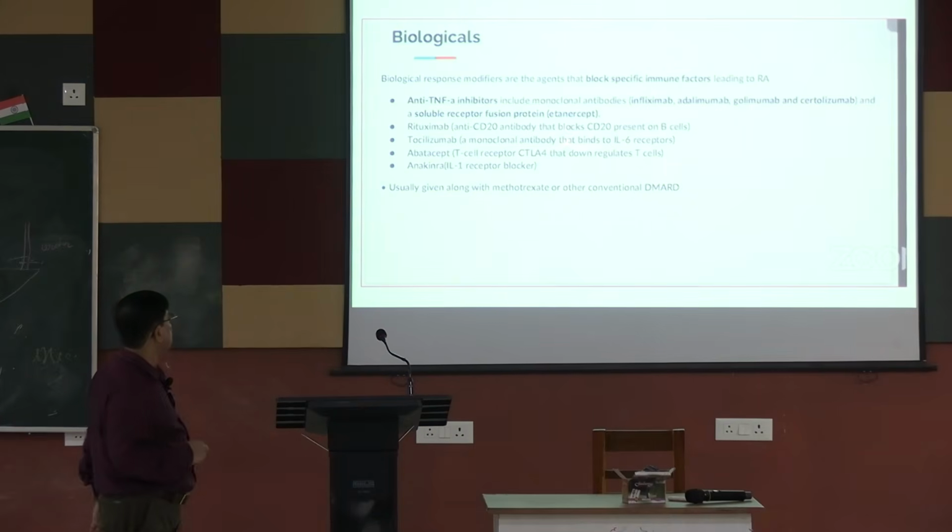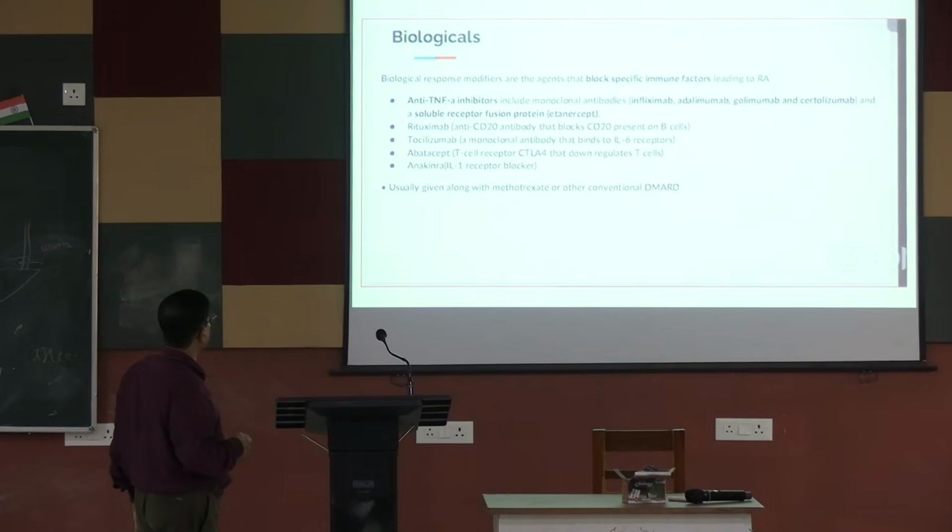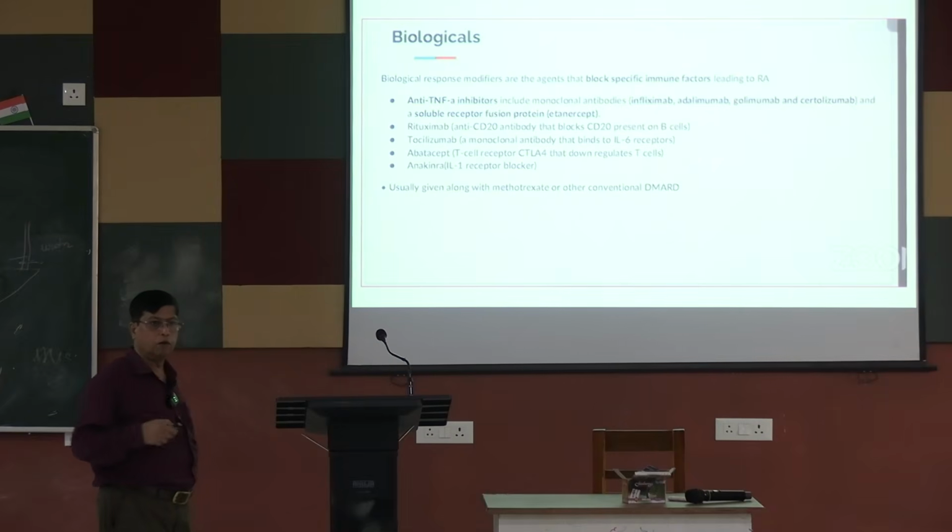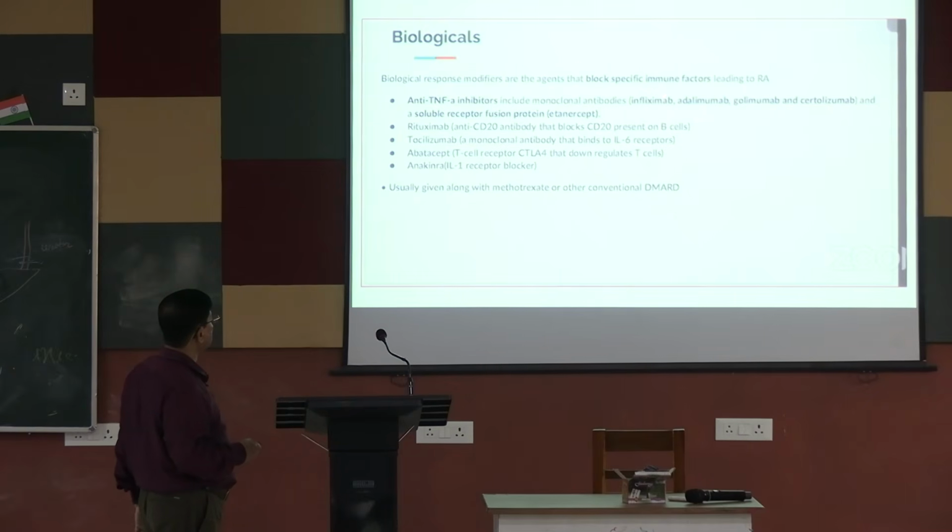Another important group, very much discussed nowadays, is the biologicals. These are also used in rheumatoid arthritis. They block specific immune components. Anti-TNF-alpha: TNF, tumor necrosis factor, is an important chemical agent in the pathogenetic process. So you can use anti-TNF-alpha drugs, such as infliximab and adalimumab. Rituximab is an anti-CD20 antibody that blocks CD20 on B cells. Tocilizumab is a monoclonal antibody that binds interleukin 6. These all come in the process of pathogenesis.